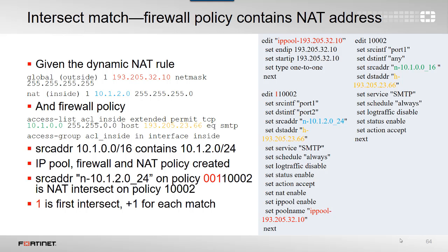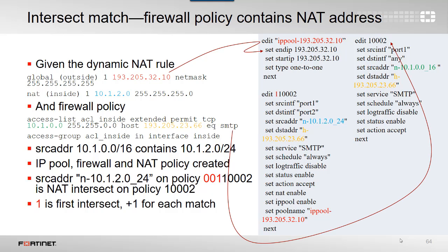Then we have an intersect match. This is a common type of rule. First of all, I have a dynamic NAT rule. I have an IP pool there. My dynamic NAT rule is saying that for this inside address, this is my outside address. I have the firewall policy, and the firewall policy is represented here.